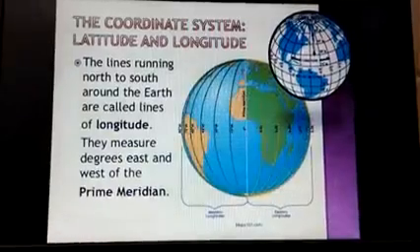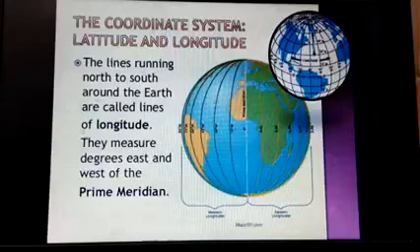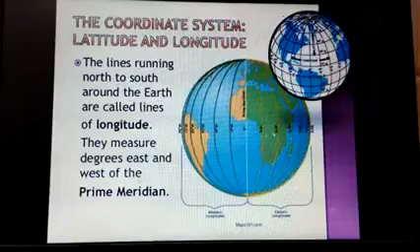So here you can see the coordinate system. What do you mean by coordinate? Coordinate means direction. Four coordinates means north coordinate, south coordinate, east coordinate, west coordinate. The lines running from north to south around the earth are called longitude. They are measured in degrees from east to west direction.